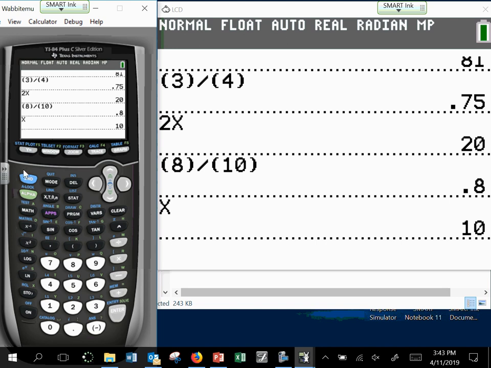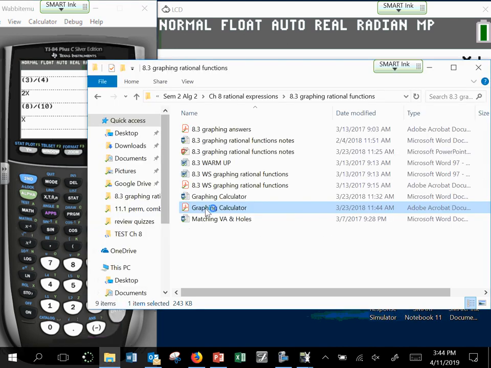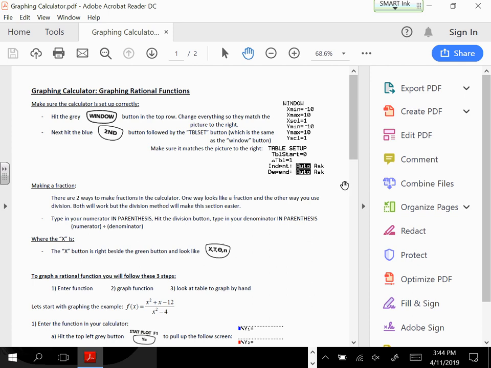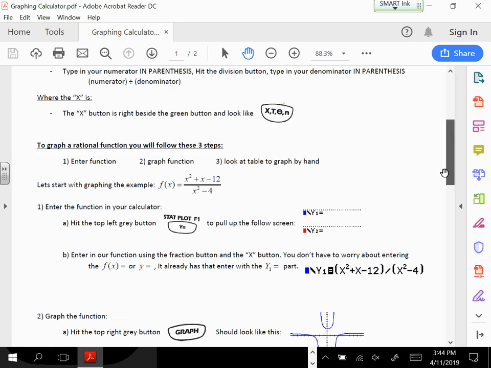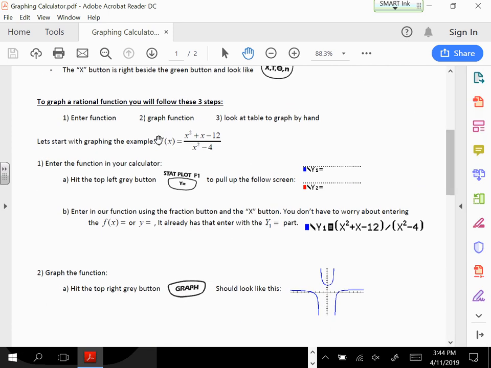So let's go ahead and start entering this stuff in. The example we are going to use is x squared... I guess I deleted it out. Let's see if I can open it up quick. If you're looking at the notes, the one we're going to use is this one right here: x squared plus x minus 12 over x squared minus 4.